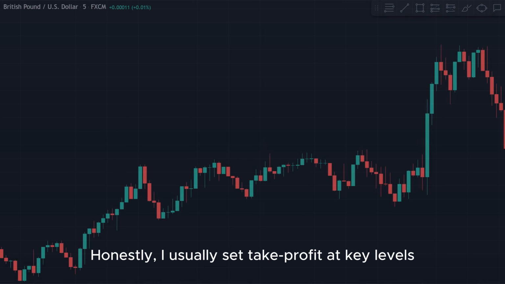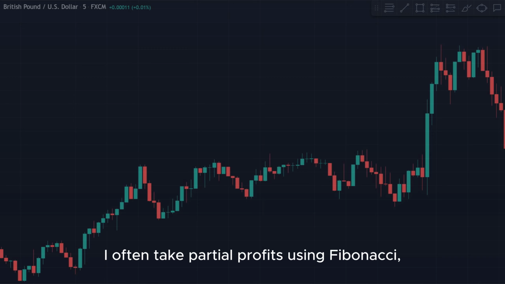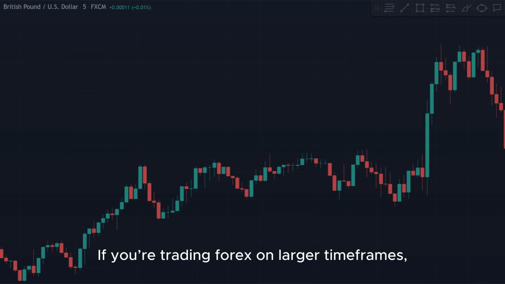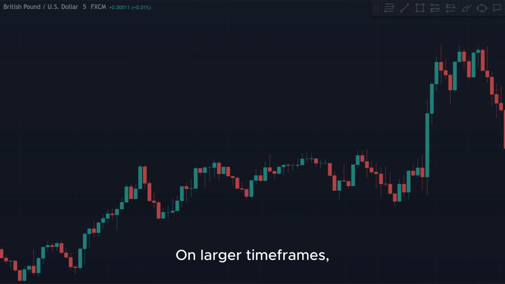Honestly, I usually set take profit at key levels and rarely use Fibonacci for TP. I trade smaller time frames, so I rarely need it. I just monitor candlestick patterns and time frames and take profits at key levels when the RR is sufficient. I've almost forgotten other methods, but for cryptocurrencies, I often take partial profits using Fibonacci because crypto often breaks past highs, leaving no historical data to reference. If you're trading Forex on larger time frames, using Fibonacci for take profit is very effective.